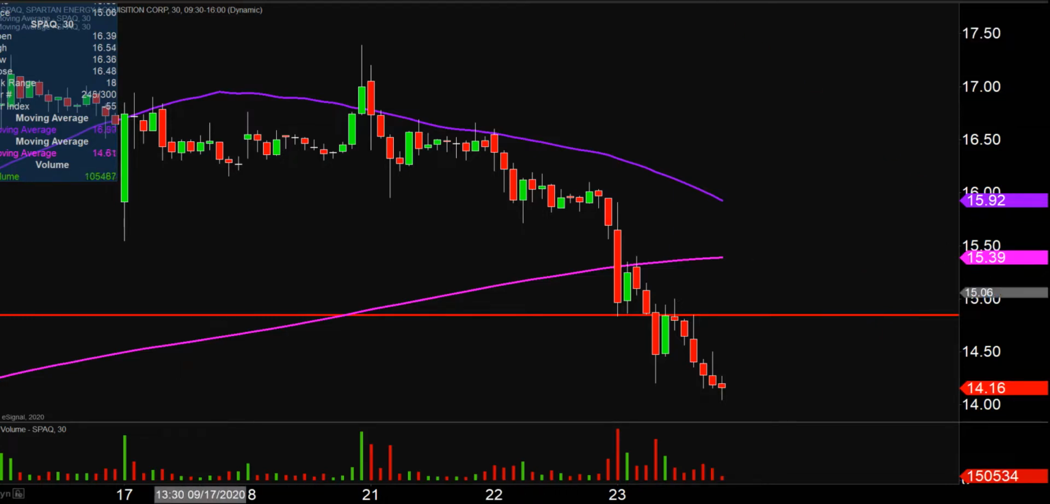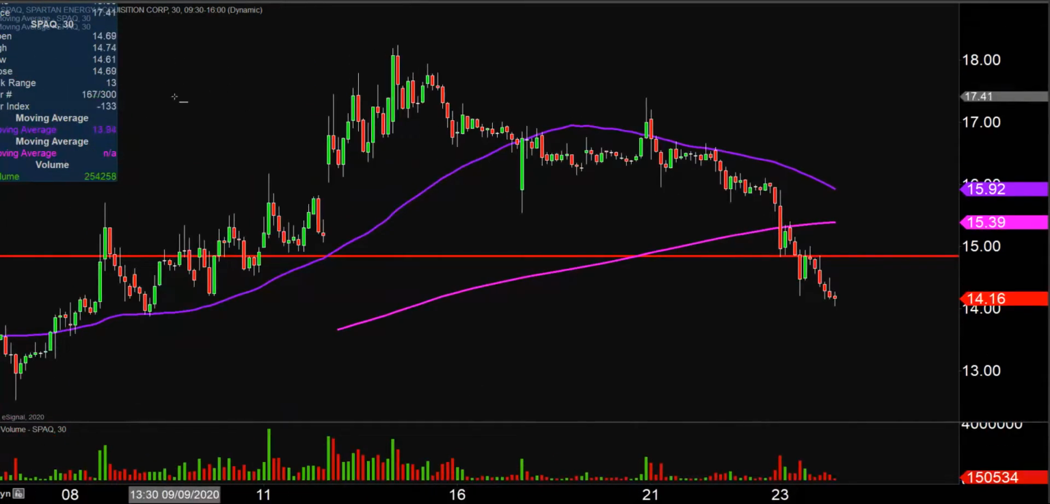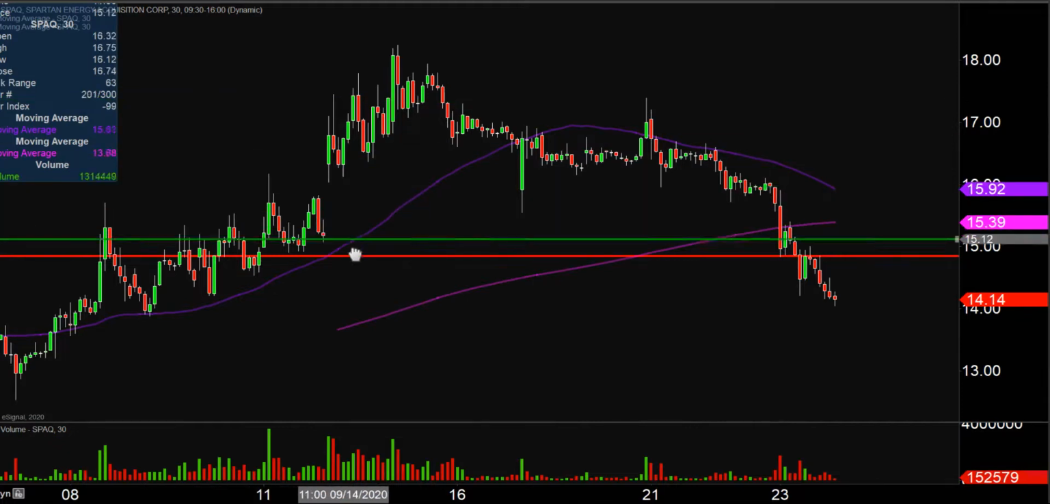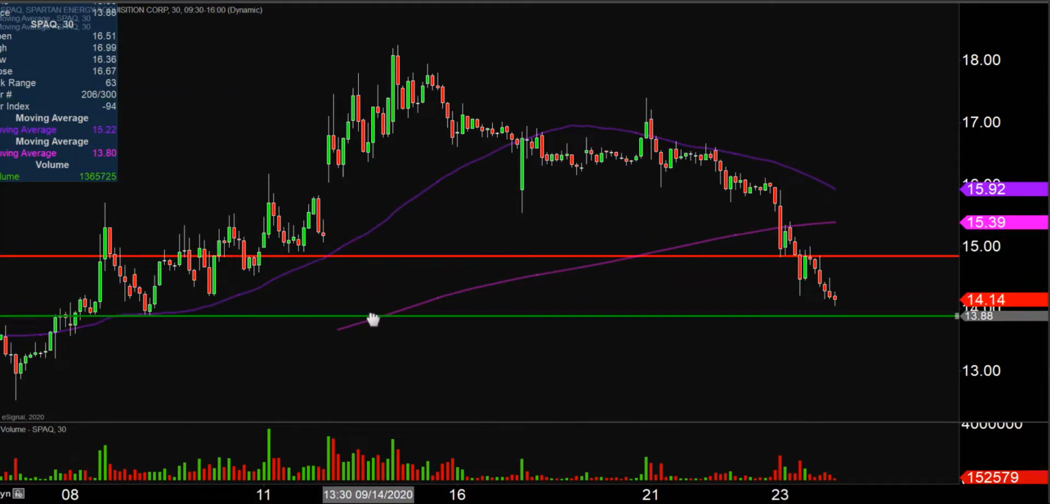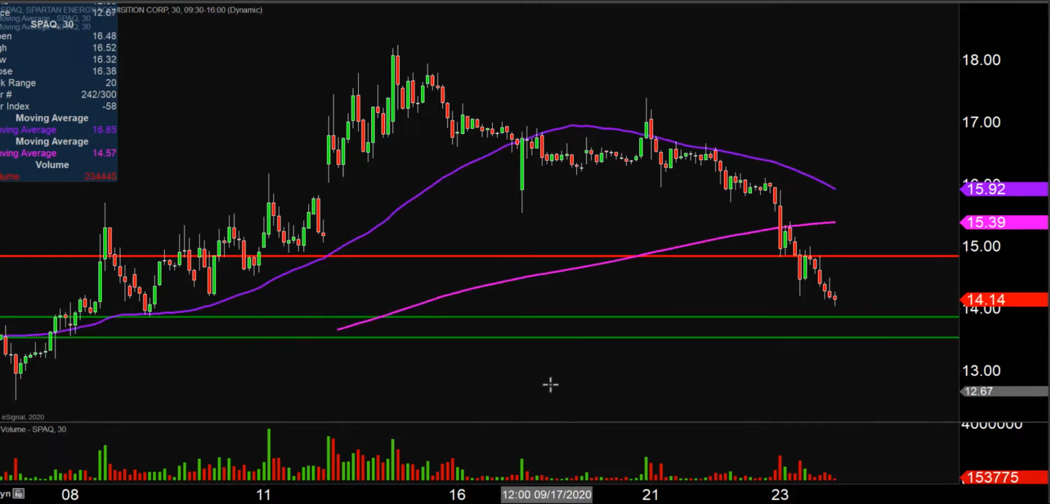In terms of areas of support, I've got to squeeze down the chart here so we can take a look at where some next potential areas are. Going into Thursday, the next key overarching level of support to keep a close eye on is going to be down there right around $13.85. And then after that level, the next area to watch, not too far away, is down there around $13.50. But overall, quite the rough day today.